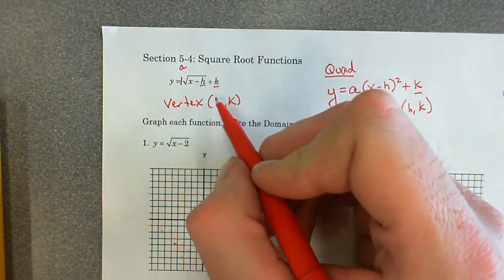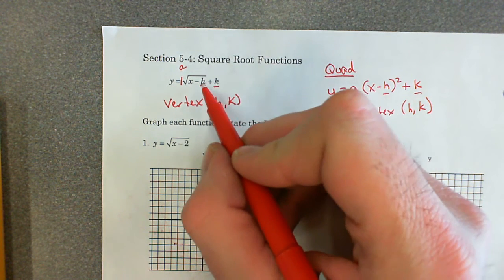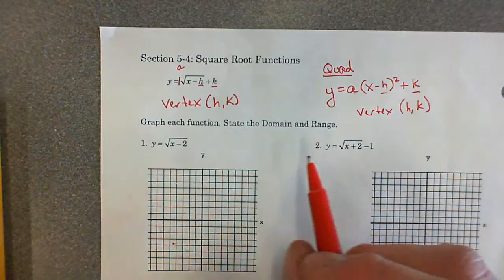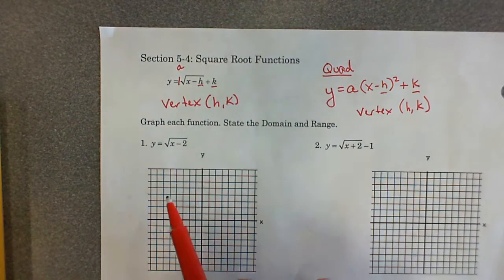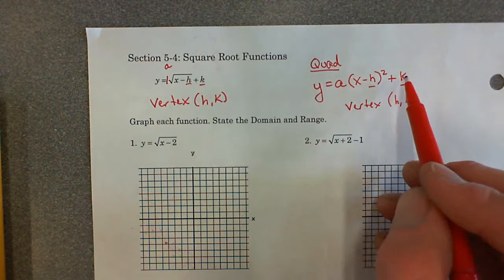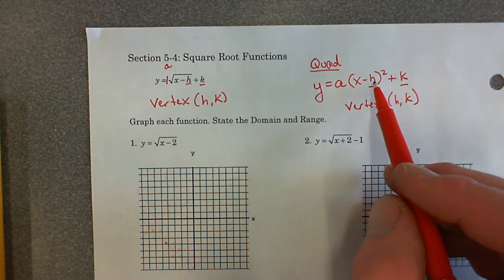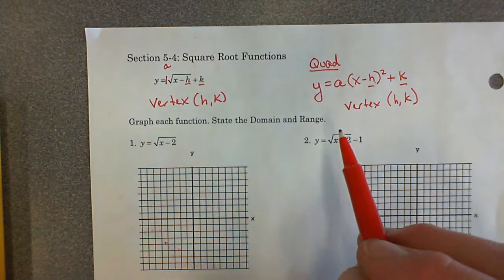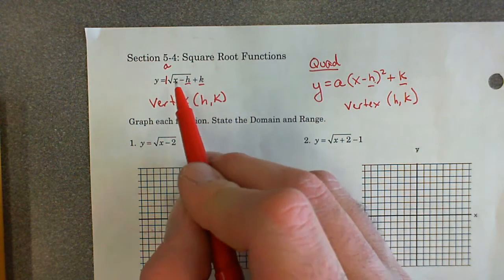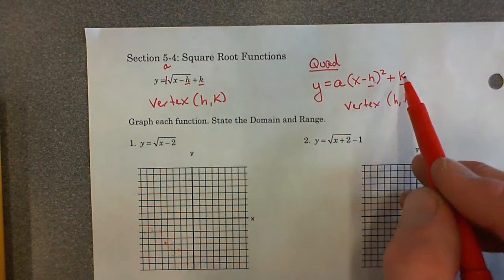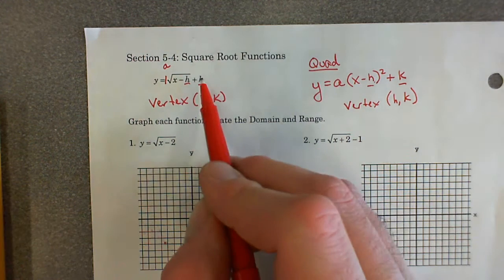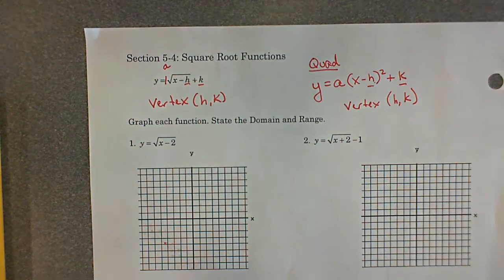So the h value will be the opposite sign of what you see here, and the k will be the exact same sign. And you can tell where h and k is similar to how you found it on the quadratic. Here h was inside the parentheses being squared. Well, here h is underneath the square root. The k was on the outside of the squared. Here k is on the outside of the square root.